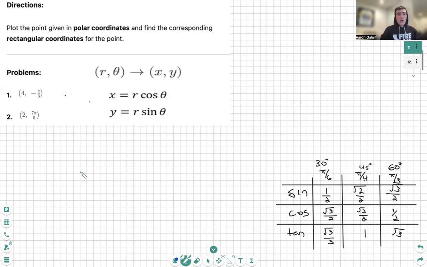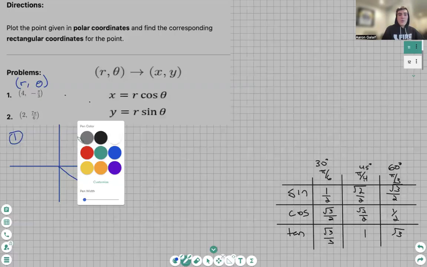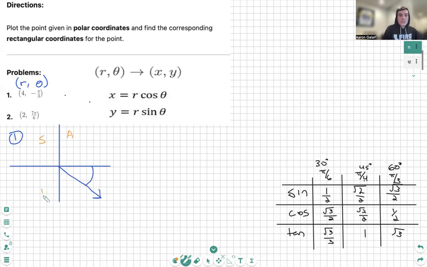Perfect. So the first thing we're going to do is start with number 1. Number 1, we're going to need to graph first. So we graph a coordinate plane. On this coordinate plane, we see that we have the theta and the r. r is 4. Theta is negative pi over 3. Negative pi over 3 is in this direction, going that way in this quadrant. We are now in the All Students Take Calculus. We are in the C quadrant. Cool. So our reference angle is pi over 3.